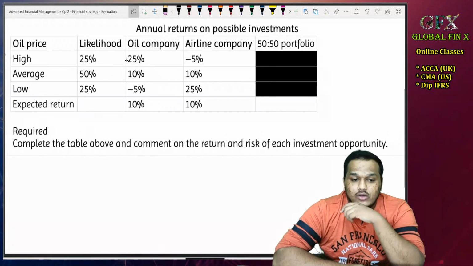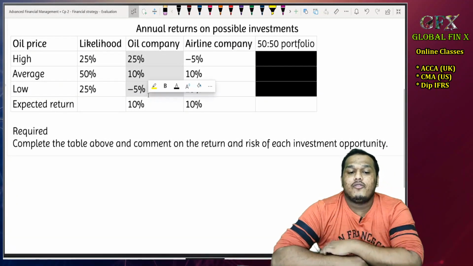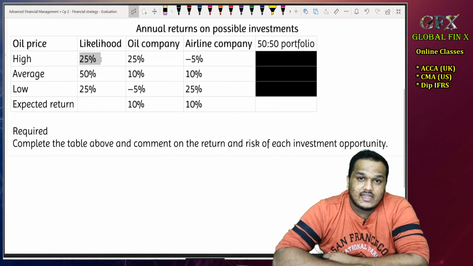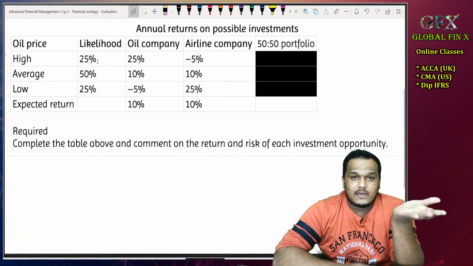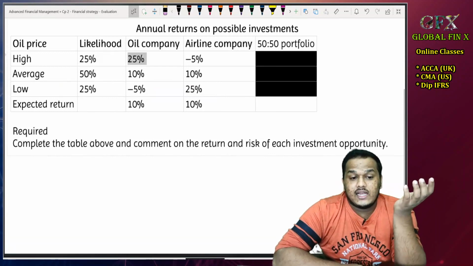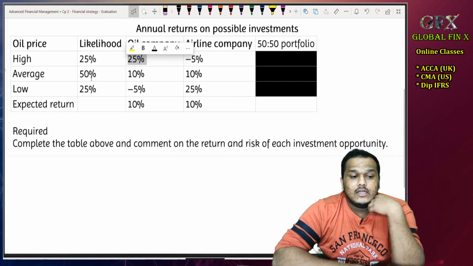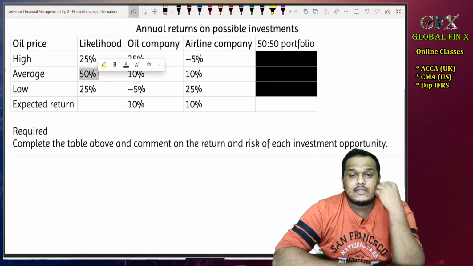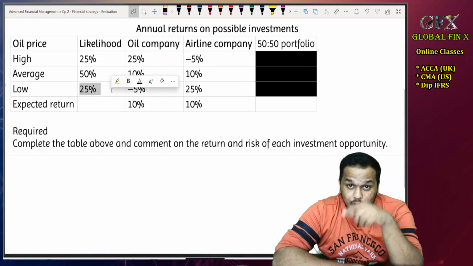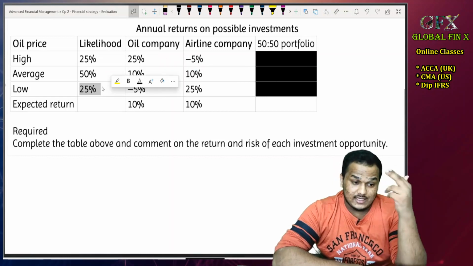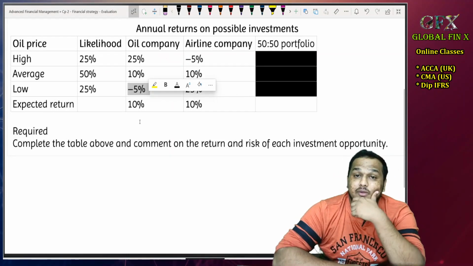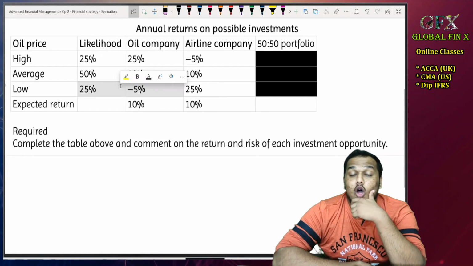Okay. Now see the annual returns column of the oil company. If the oil prices are increasing, an oil company will have an increase in the share price, so they'll get 25% annual returns. Similarly, if the oil price is at an average level, you'll have only 10% profits. But if the oil price is reduced, where there is a 25% chance that the oil prices will be reduced, you will run into a loss of -5%.